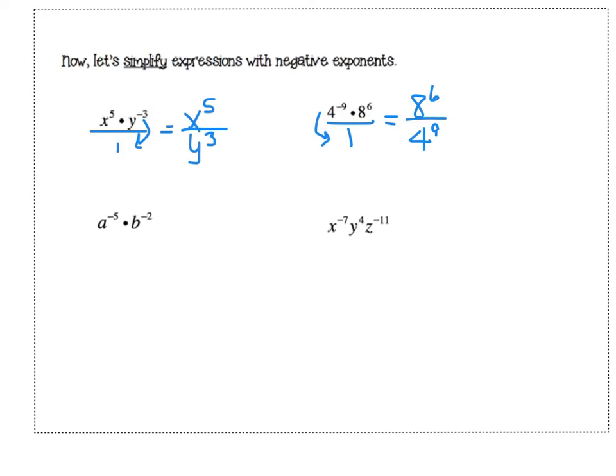The next example, a to the negative 5th times b to the negative 2nd. I'm going to put it over 1. Now this time, both of the variables have negative exponents, so I'm going to have to move both of them down to the denominator.